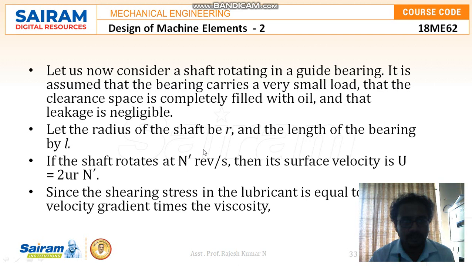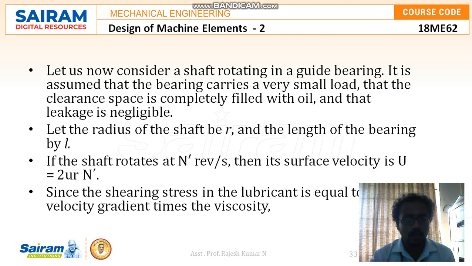Let us now consider a shaft rotating in a guide bearing. It is assumed that the bearing carries a very small load, that the clearance space is completely filled with oil, and that leakage is negligible. Let the radius of the shaft be R, and the length of the bearing be L. The shaft rotates at n revolutions per second, then its surface velocity U is equal to 2 pi R n.